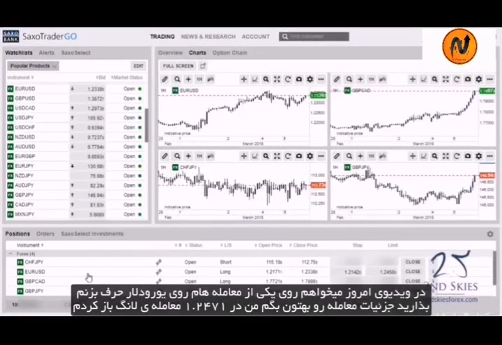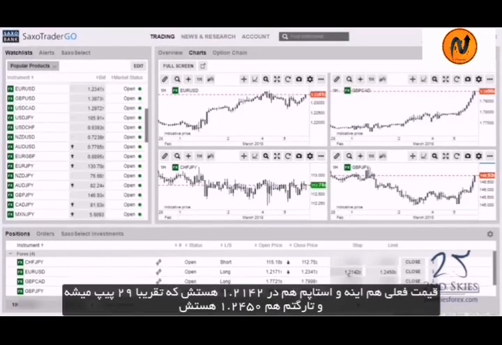The trade I want to focus on in today's video is this euro-dollar trade. Just to get into the details, you can see I'm long from 21.71. Here's the current price. My stop loss was at 21.42, so a 29 pip stop, and my target is 24.50.